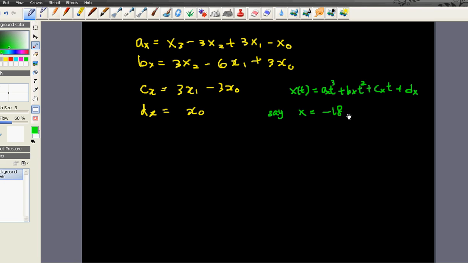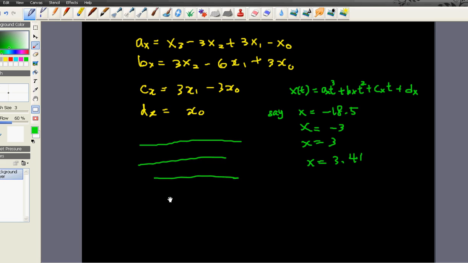Another thing you notice is this, and here you have the equation of the x coordinate. Say you are given the values of x being negative 18.5, and you also know that another x value is, say, negative 3, then x equals 3, and then x equals, let's say, 3.41. So what you can do is substitute all these 4 values into this cubic, and you get 4 equations, right? Alright, and then you may use this to form some 4 linear equations.